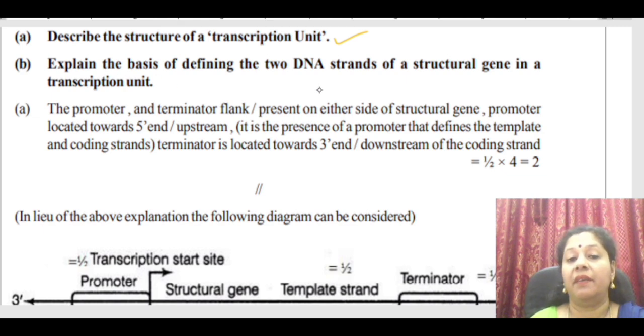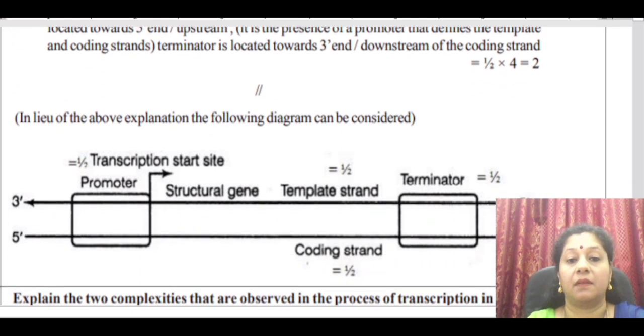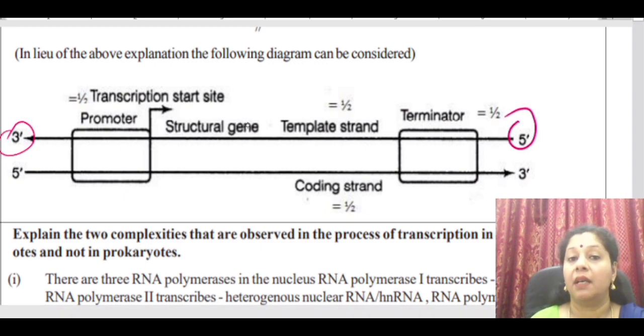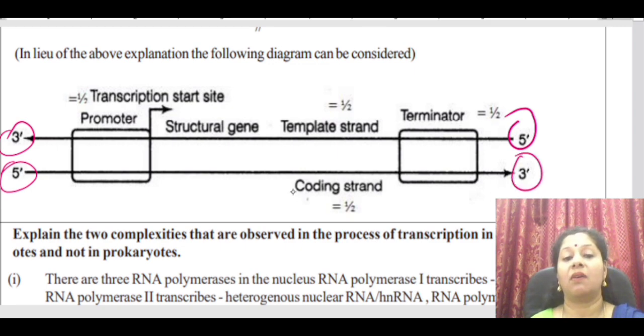Explain the basis of defining two DNA strands of a structural gene in a transcription unit. You know that the template strand is the one with the polarity 3' to 5', which will be transcribed, whereas the other strand with the 5' to 3' polarity is called a coding strand, which has all the codes similar to that of the mRNA transcribed. And all the references are made with respect to the coding strand.